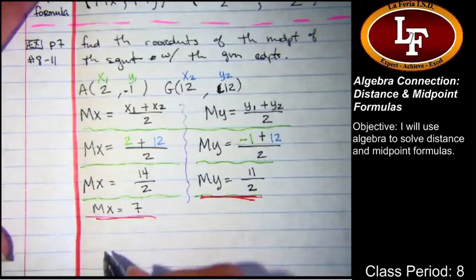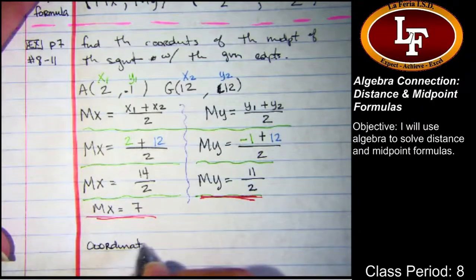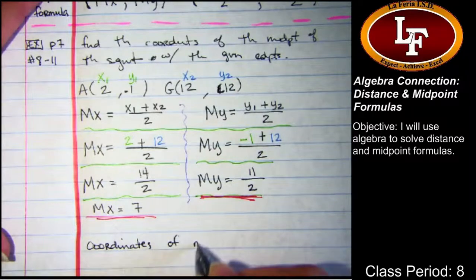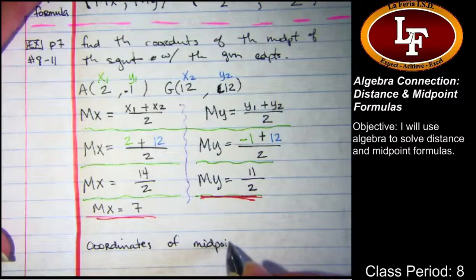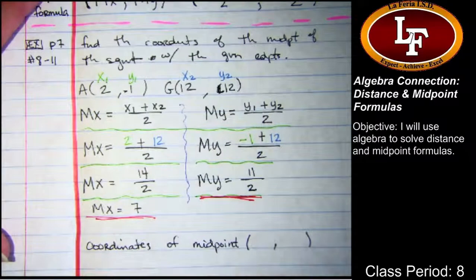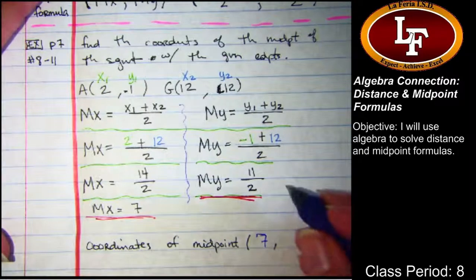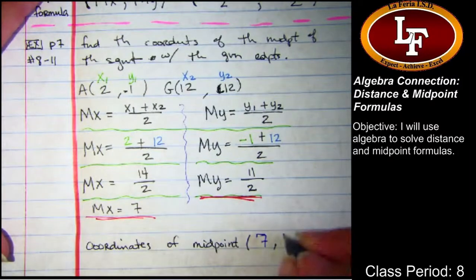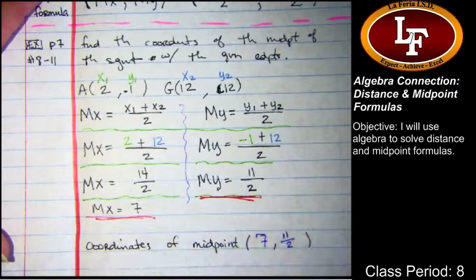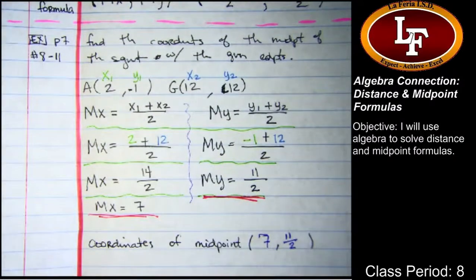So we were asked to find the coordinates of the midpoint. What are the coordinates of my midpoint? 7 and 5.5. Oh, because you did 11 divided by 2? All right, let's just leave it as the fraction and write it as 11 divided by 2. All right, nicely done. Thank you very much.